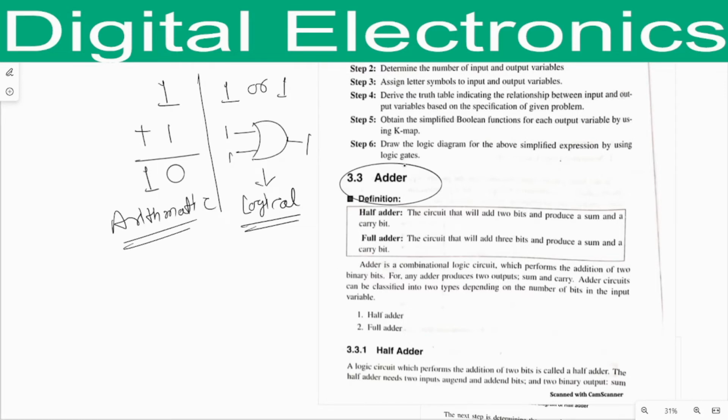Is it clear to all of you? So a device that is responsible for arithmetic addition is known as an adder, and the device that is used for logical addition is the OR gate.